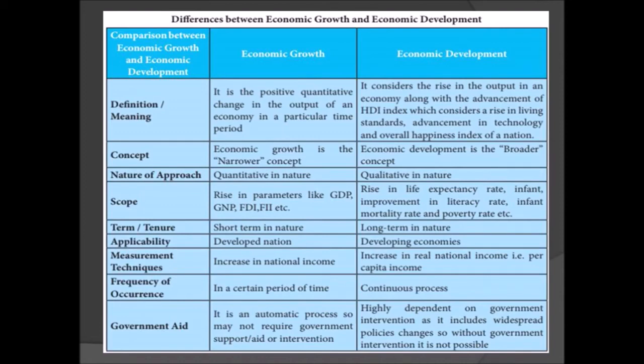Last factor is government aid. Economic growth is an automatic process, so it may not require government support or aid or intervention. And economic development is highly dependent on government intervention as it focuses on the living standard of people. The intervention of government, that is the help from the government, is very essential as it includes widespread policy changes. So without government intervention it is not possible.